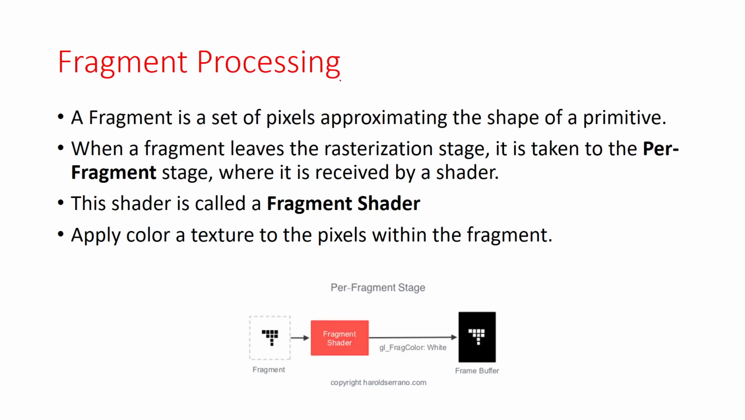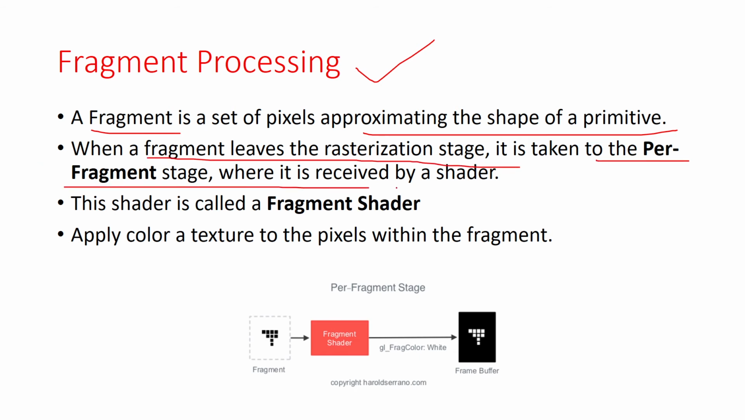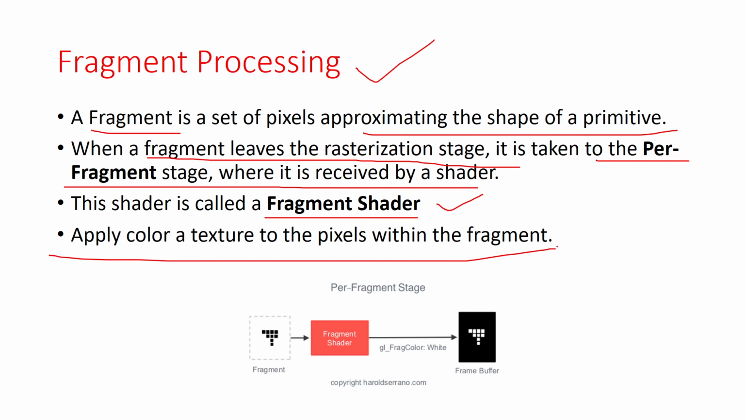Fragment processing. A fragment is a set of pixels approximating the shape of a primitive. When a fragment leaves the rasterization stage, it is taken to the per-fragment stage, where it is received by a shader. This shader is called a fragment shader. It applies color or texture to the pixels within the fragment.